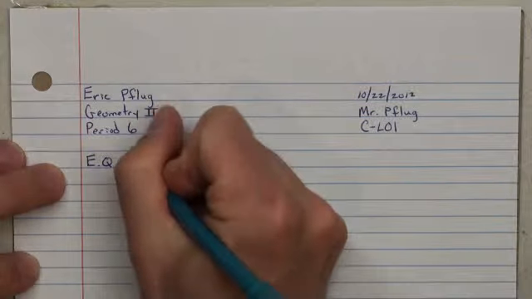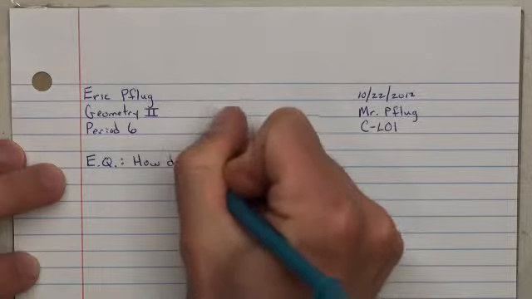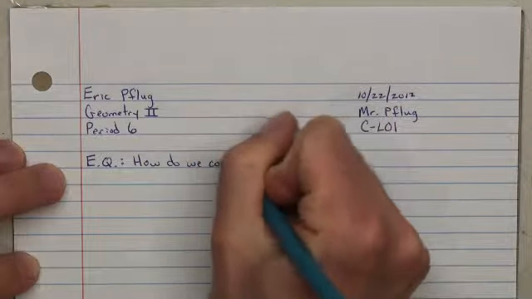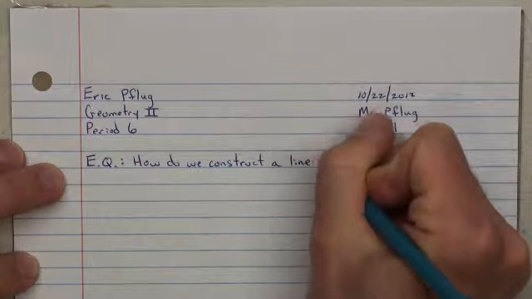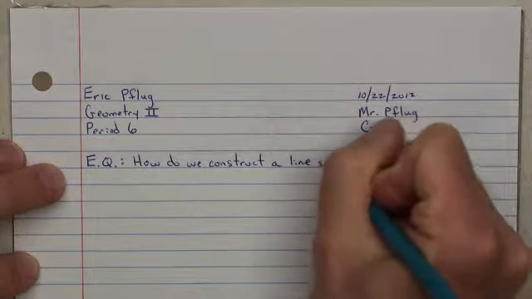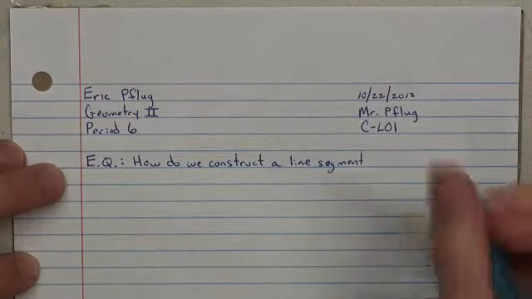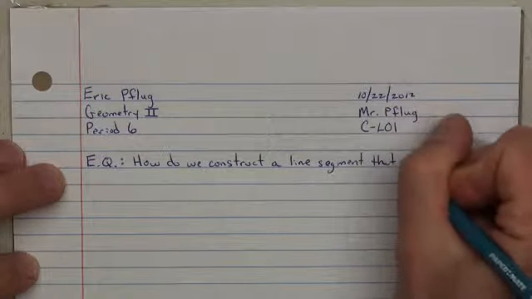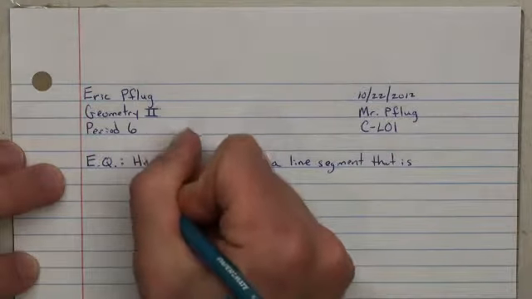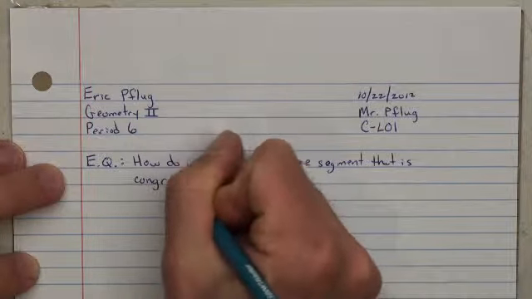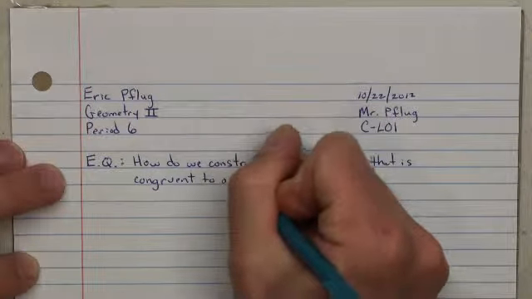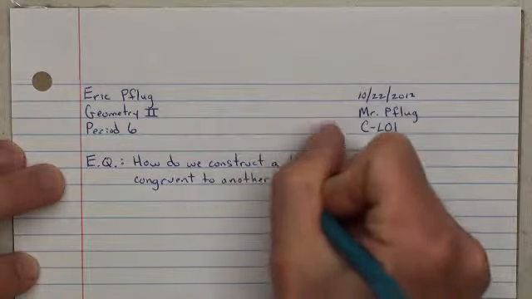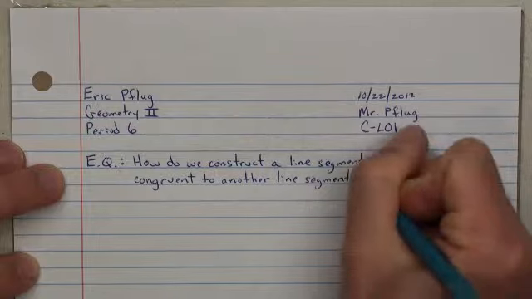How do we construct a line segment that is congruent to another line segment? Okay.